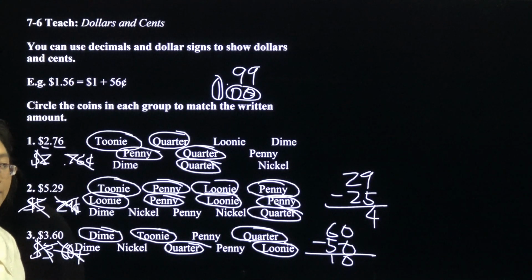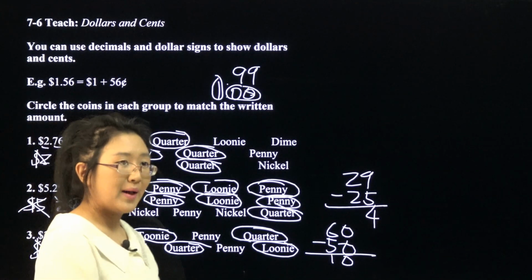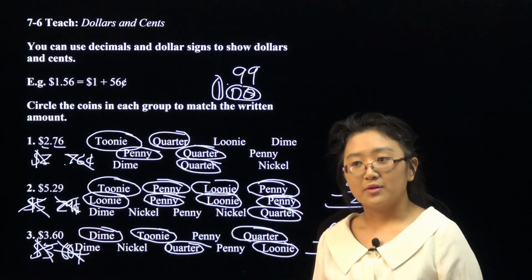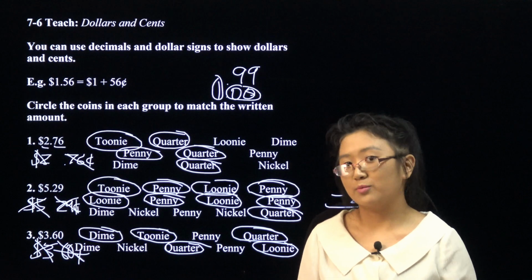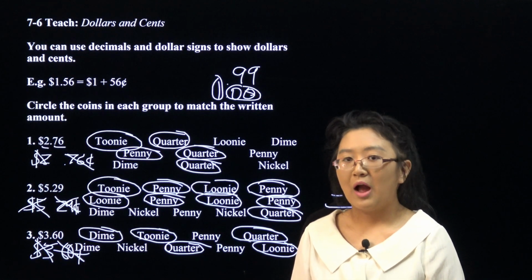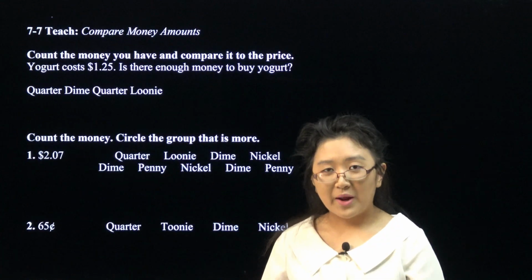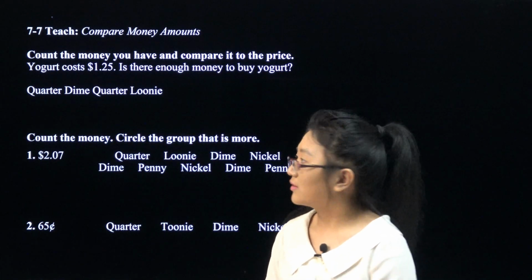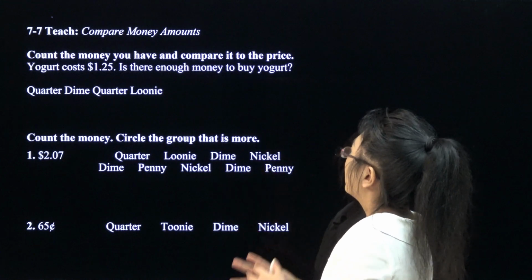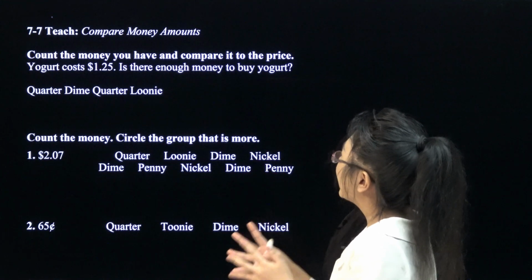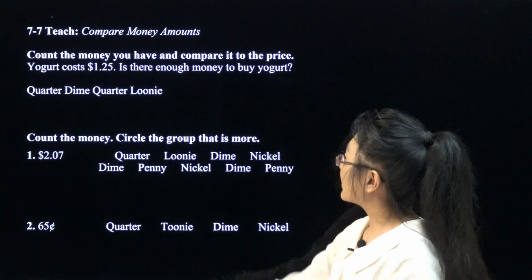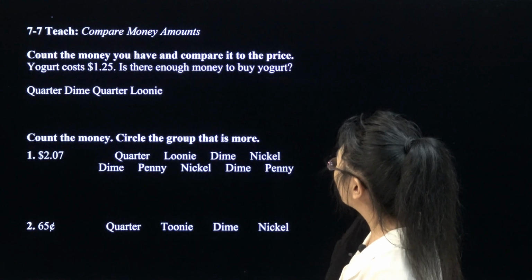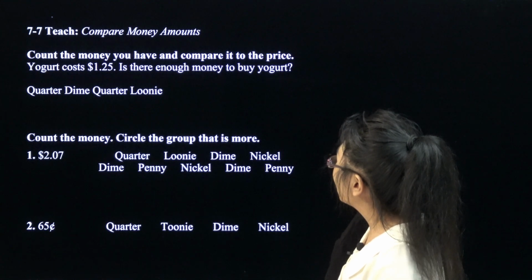That's it for this section. Next section will be about comparing values. Well, comparing values of money, because we've already learned comparing normal numbers. What about money? So when we compare money amounts, it's just like, do we have enough money to buy this? So we count the money that we have and we compare it to the price. Such as yogurt costs $1.25 or just $1.25. Is there enough money to buy yogurt?